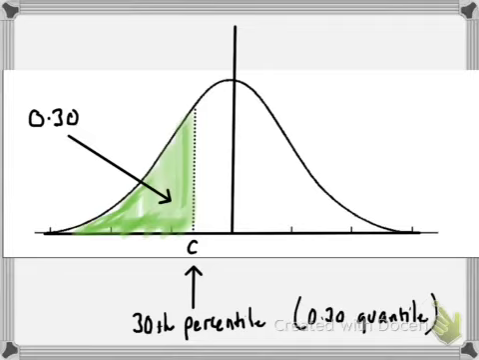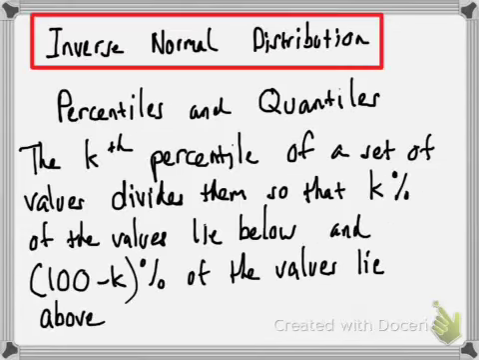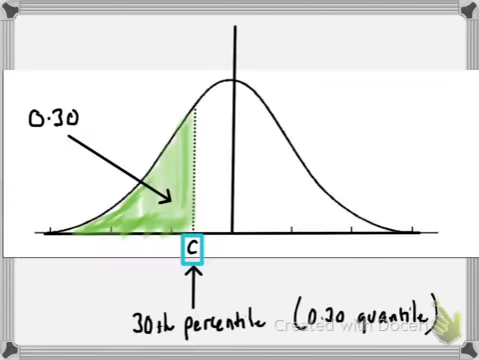C would here be defined as, if you can see that little C there, the 30th percentile. Now that will be an actual value, and below that value you've got 30% of the values, and above that you've got 100 minus 30, so 70% of the values above that. A quantile is the same sort of concept, but it's defined as a decimal instead of a percentage. So it's the 0.30 quantile and the 30th percentile. The 50th percentile would be there, and that is actually known as the median.